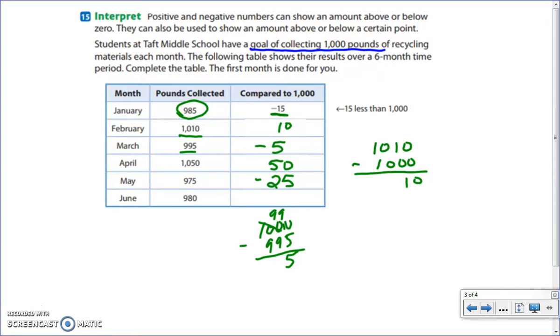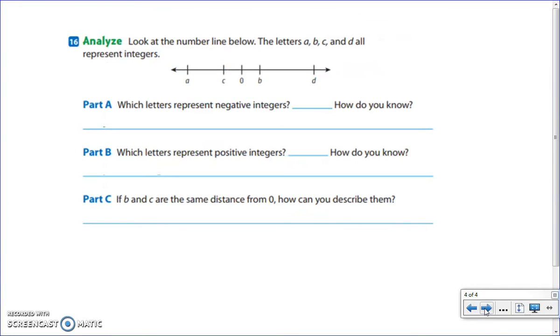980, again, they didn't quite reach their goal. They were under their goal. Because they were under, we consider it negative. They were negative 20. They were 20 away from meeting their goal. In this case, these are the only two positive values, and that's because they were above their goal. So we consider them positive. And so that's how we compare using positive and negative numbers.